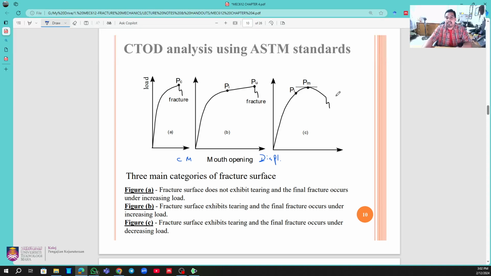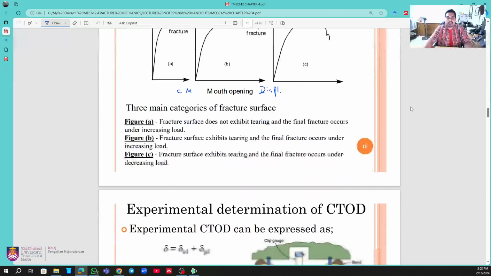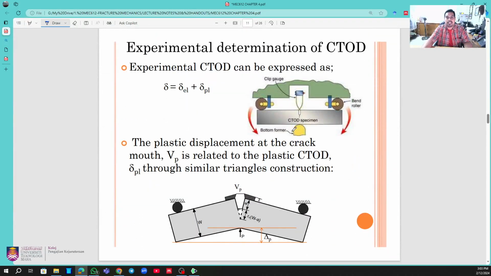From these three different types of pattern, we will investigate what the maximum load is. In our case, the critical force, the critical load. From this critical load, we can do the further analysis. So let's see here. This is what we will deal with for the CTOD. This is the formula that you will use, whereby the delta critical is equivalent to the delta elastic plus delta plastic. So we will split it into two parts.